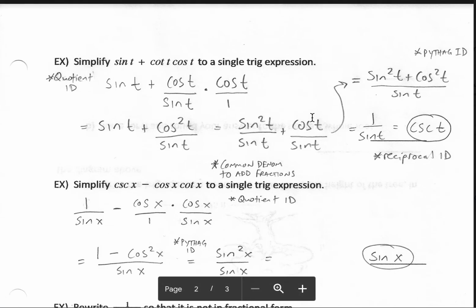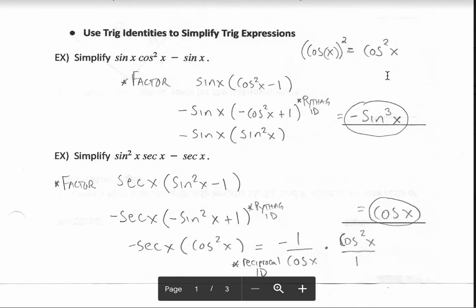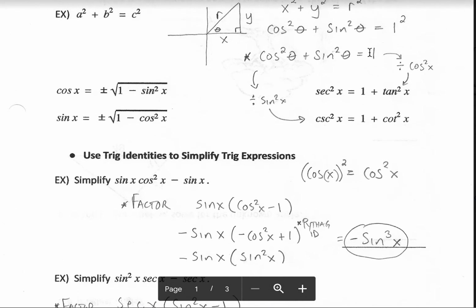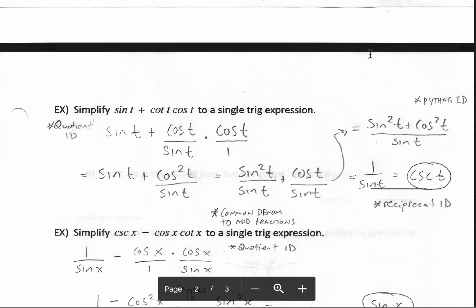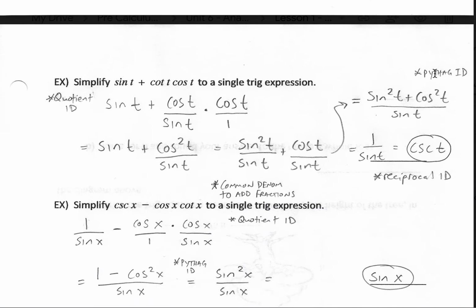Oops, dang, another typo right there. I don't have cosine squared. That's supposed to be squared. Now I can add my numerators here and leave it over the denominator. So I have sine squared plus cosine squared. That's our Pythagorean identity. We know that cosine squared plus sine squared is equal to 1. So I can rewrite this entire numerator to just be 1 using that Pythagorean identity. So now I have 1 over the sine. And that's just a reciprocal identity that I can rewrite as cosecant.